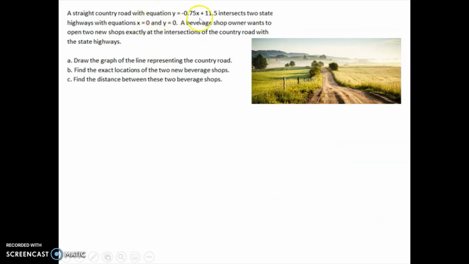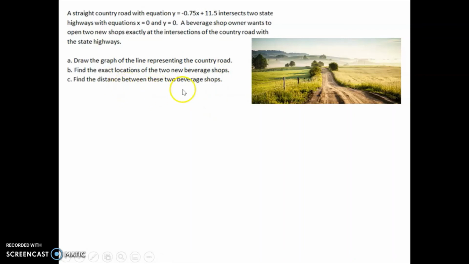So here we have a country road which is straight, and it has this equation. It intersects 2 state highways, and the 2 highways have equations x = 0 and y = 0. Think about that for a moment. This is a vertical line, this is horizontal, but where are they specifically if we were to graph them? 0 and 0. Oh, those are like the x and y axis. Okay, so we have two highways at the x and y axis and this country road. A beverage shop owner wants to open two new shops exactly at the intersections. So draw the graph and then find the exact locations of the two new beverage shops.